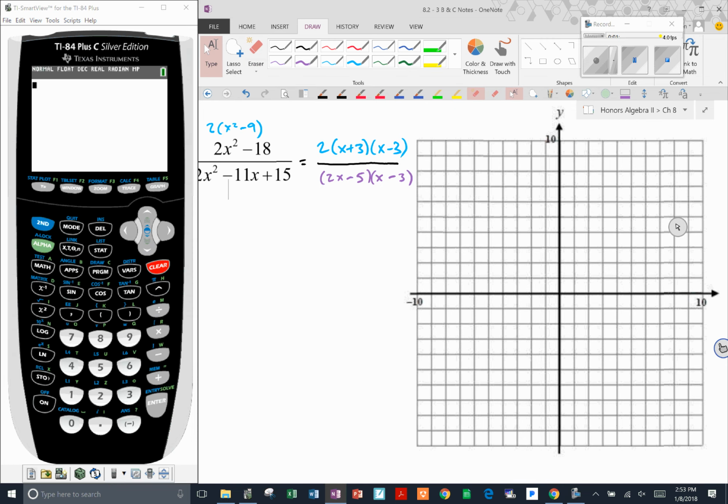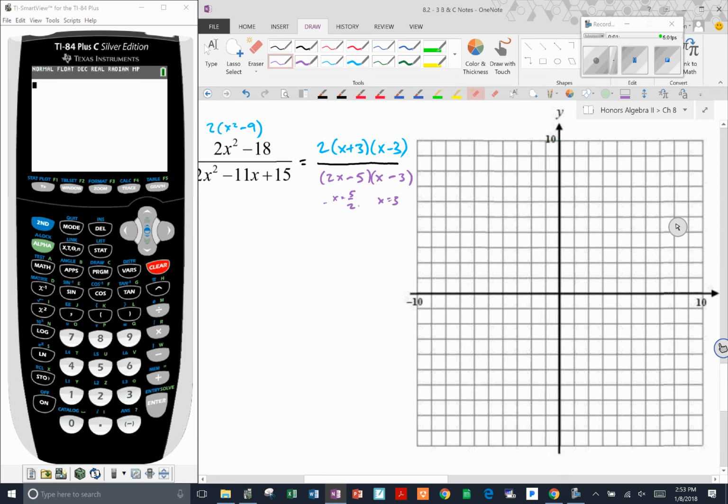Now, the zeros of the denominator give us, so far they've given us vertical asymptotes. So it looks like we have two vertical asymptotes here at, looks like x equals 5 halves and x equals 3. Okay, I'm not going to write down what those are yet. In fact, I wouldn't write that down yet if I were you. Just bear with me here.